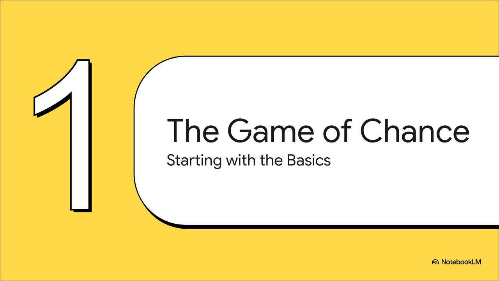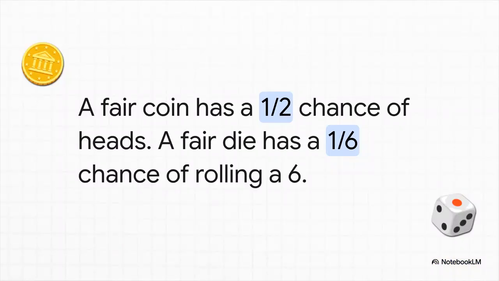We're going to begin our journey in a place that's probably pretty familiar to all of us: simple games of chance. Yeah, we all get this stuff intuitively. You flip a fair coin, it's a 50-50 shot you'll get heads. You roll a standard die, there's a 1 in 6 chance for any number to come up. This is the foundation, probability 101.